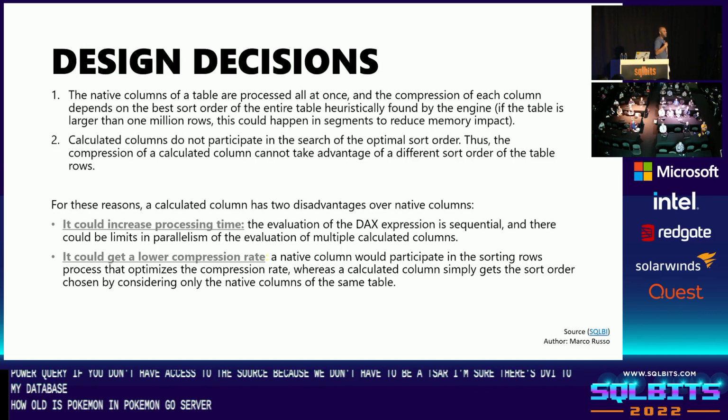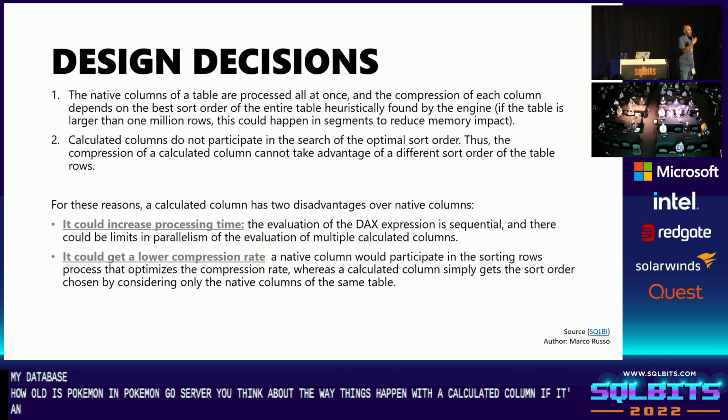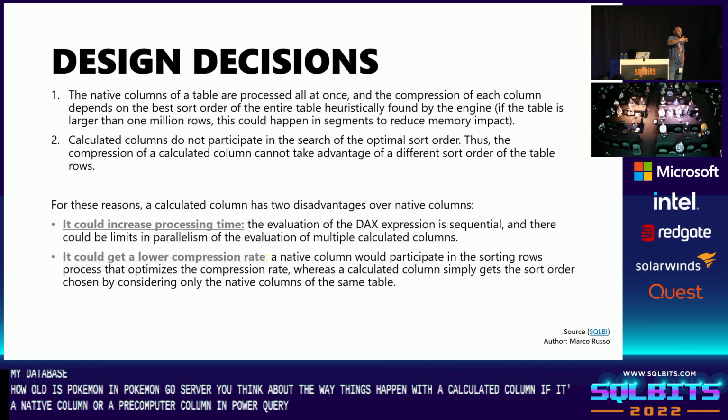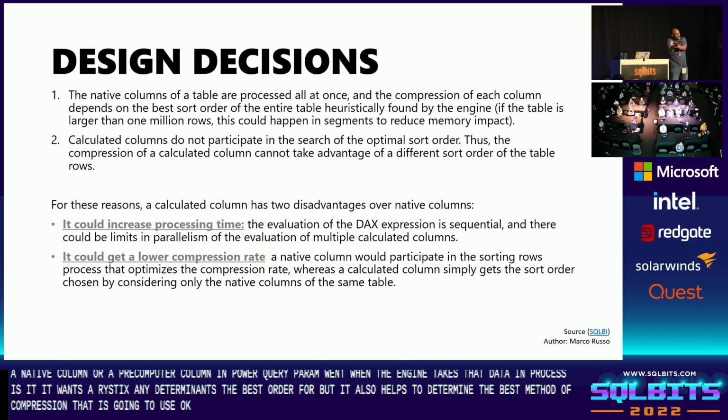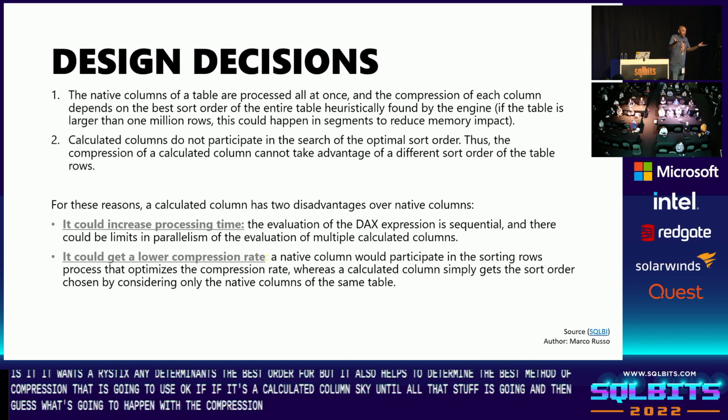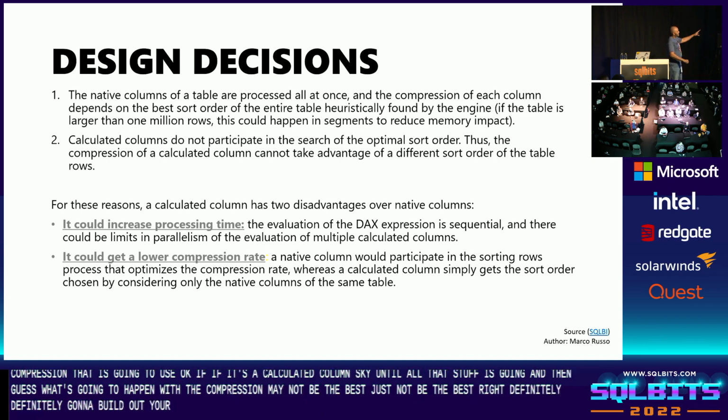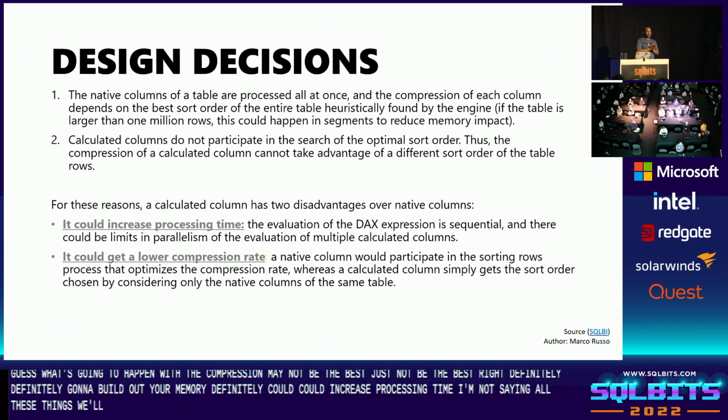You got to think about the way things happen with a calculated column. If it's a native column or a pre-computed column in Power Query, when the VertiPaq engine takes that data and processes it, it runs some heuristics, and it determines the best sort order for it, but it also helps it determine the best method of compression that it's going to use, okay? If it's a calculated column, it's got to wait until all of that stuff is done. And then guess what's going to happen with the compression? May not be the best. Just may not be the best, right? Definitely going to bloat out your memory. Definitely could increase processing time. I'm not saying all these things will, but it's possible.